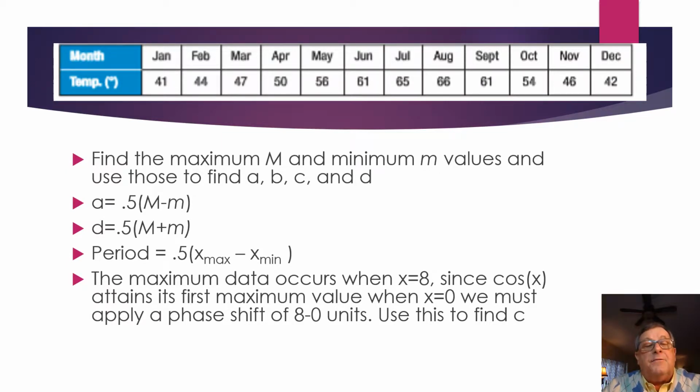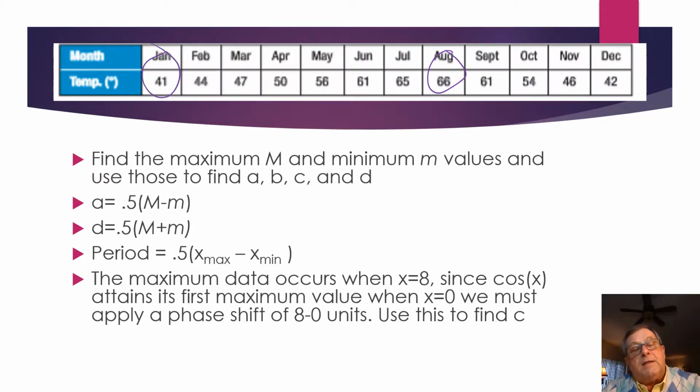We're going to figure out A, B, C, and D by hand by using the maximum values of y and the minimum values of y in our data. So let's find first our maximum. I have a maximum here in August, the 8th month, of 66, and my minimum is in January, 41.